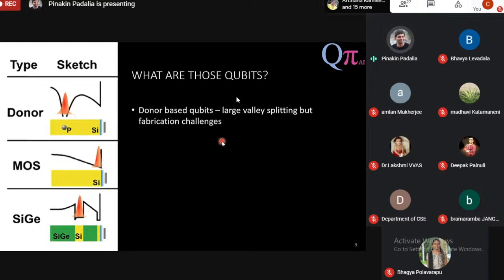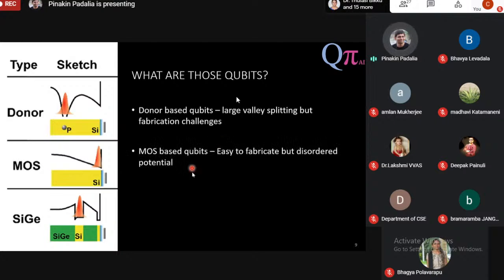The second, and quite popular, coming up as a popular qubit implementation, is MOS-based qubits, which are very easy to fabricate. This structure is something that one would recognize from MOSFETs, which is generally a course material for electronic design for bachelors. So this MOSFET design is pretty much standard. You have silicon bulk, then an oxide gate, and then a metal connecting to it to form a metal oxide semiconductor. It's very easy to fabricate.